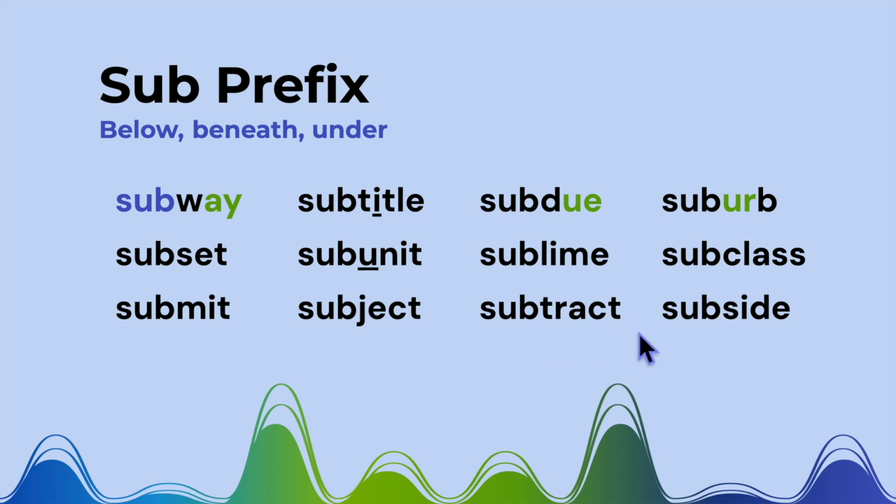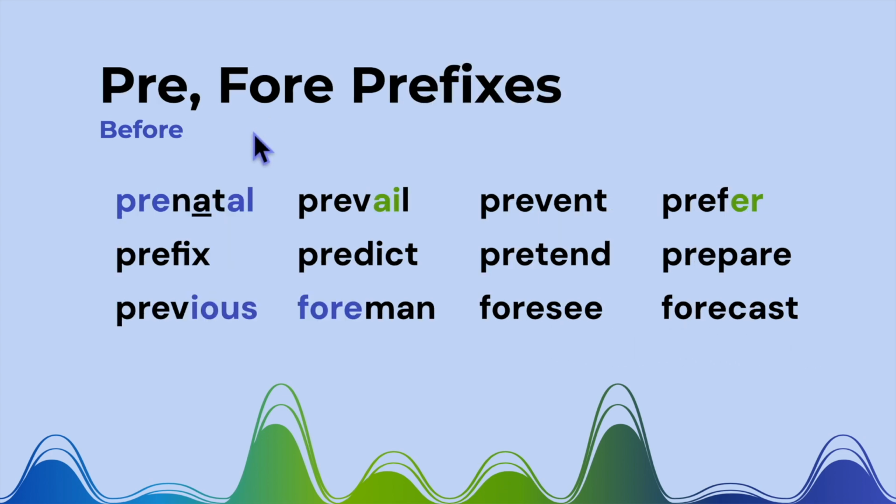Subject. Subtract. Subside. Pre and fore both mean before. Here we have the root natal. AL says ul at the end of a word, and this has a long A. Natal has to do with birth, so a prenatal doctor appointment is a doctor appointment before the baby is born. AI says A, prevail, prevent, prefer, prefix, predict, pretend, prepare. IOUS is a suffix that says eus, previous, foreman, foresee, forecast.